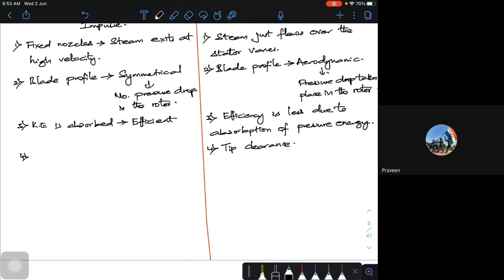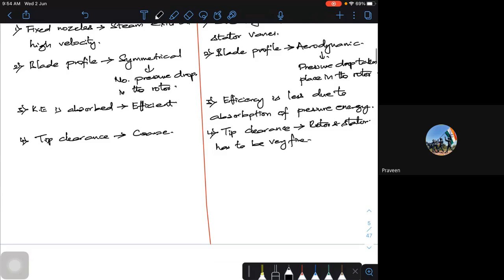The fourth one is tip clearances. What is it? The clearance between the rotor and the stator. In the reaction turbine, the tip clearance has to be very fine between the rotor and stator. Here, in the impulse turbine, it can be coarse. It need not be a hundredth of a millimeter, it can be a few millimeters also.